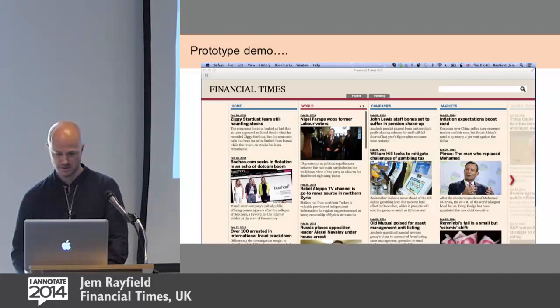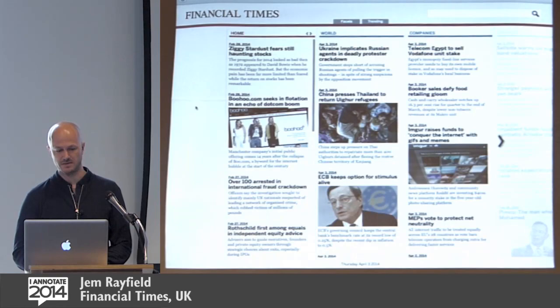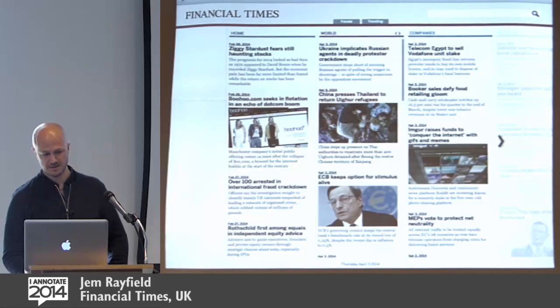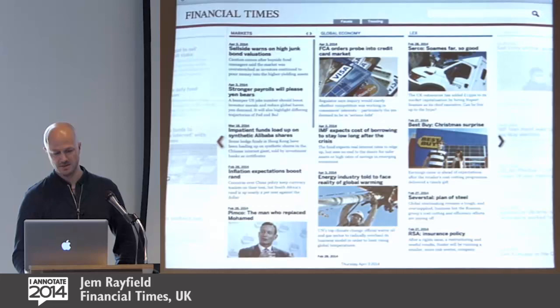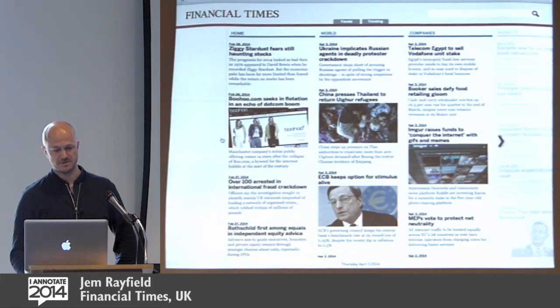This is an entirely automated site that uses concept extraction and natural language processing to annotate all of the articles that are published as they're published, annotating them with a semantic fingerprint. And then classifying those documents into categories. So you can see here that you've got a home section, world section, a company section, et cetera, a market section. And the back-end system basically uses a semantic fingerprint to classify those pieces of content and push them into buckets.